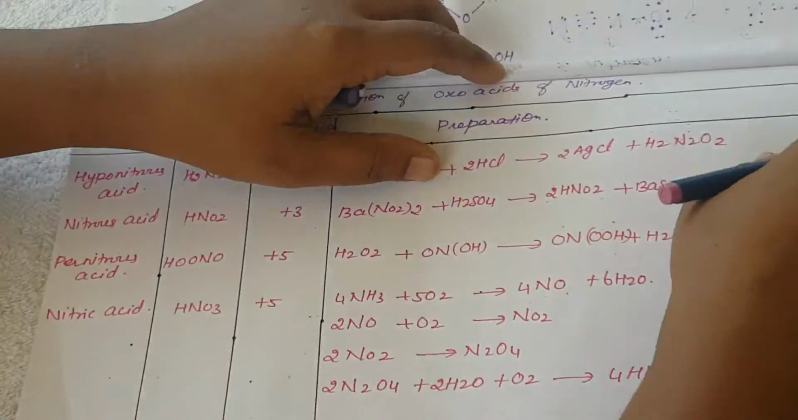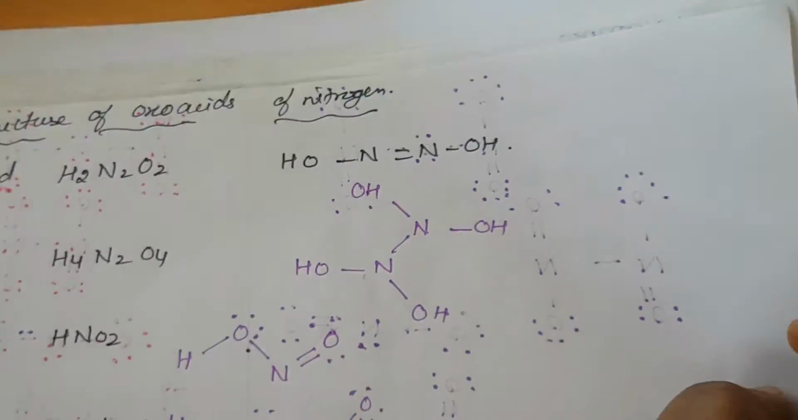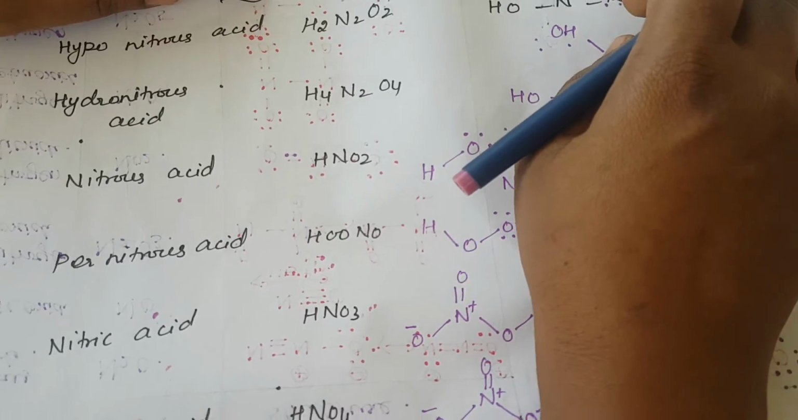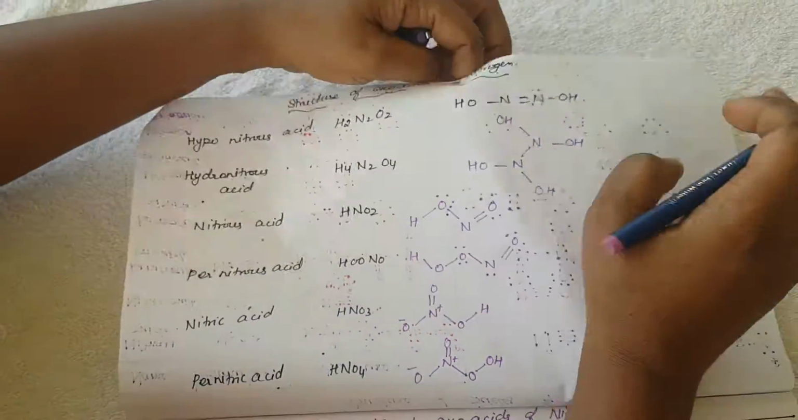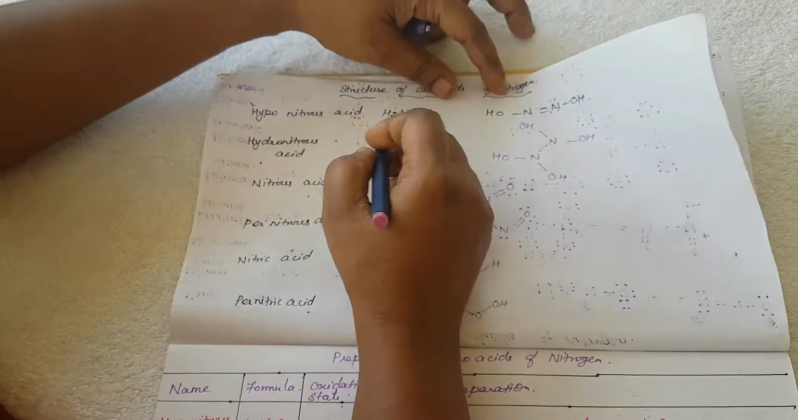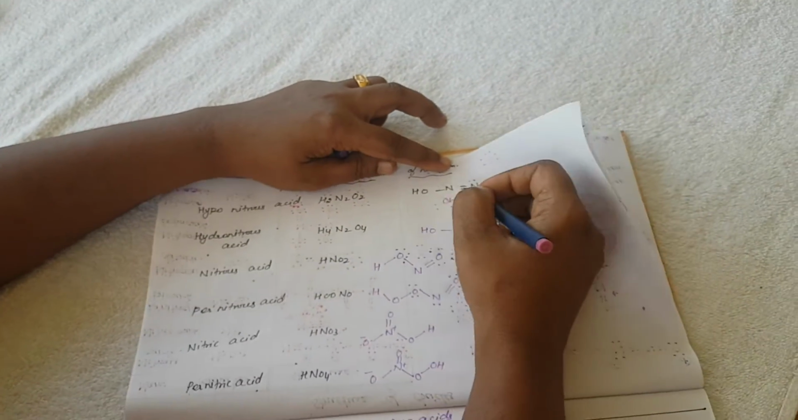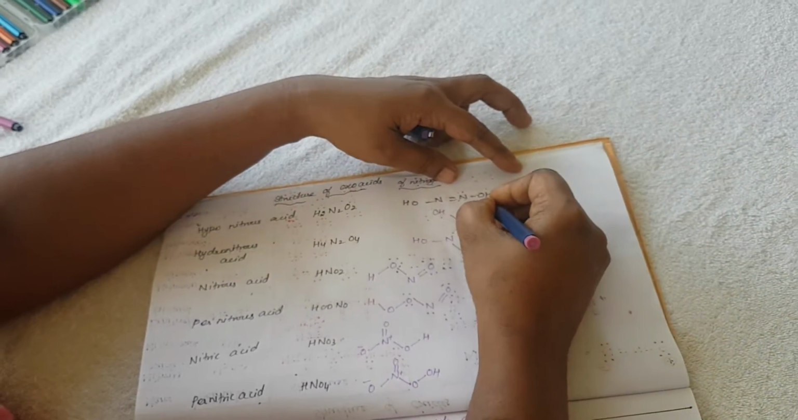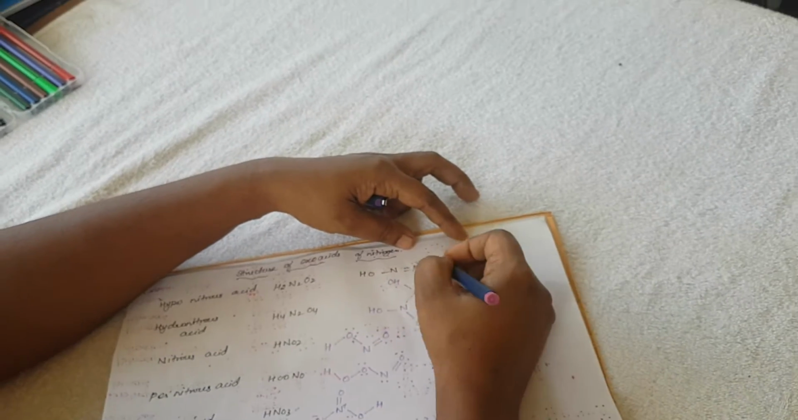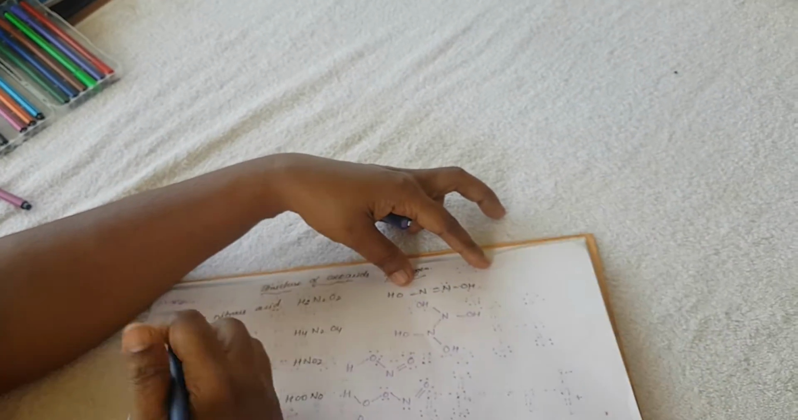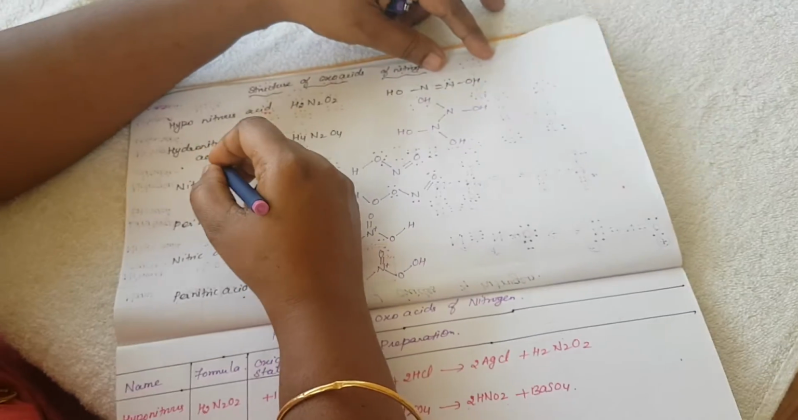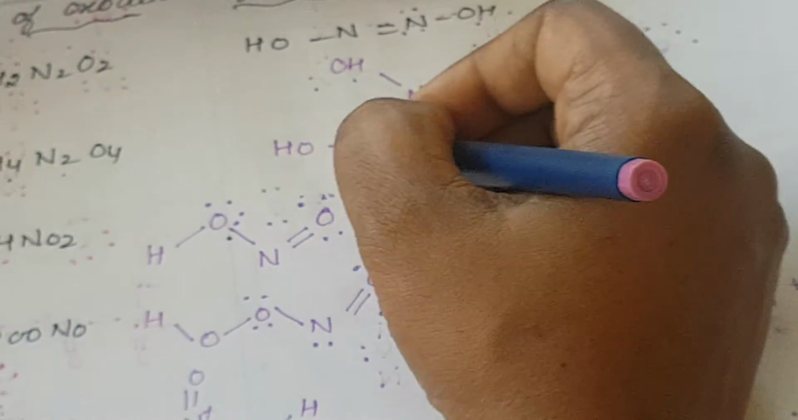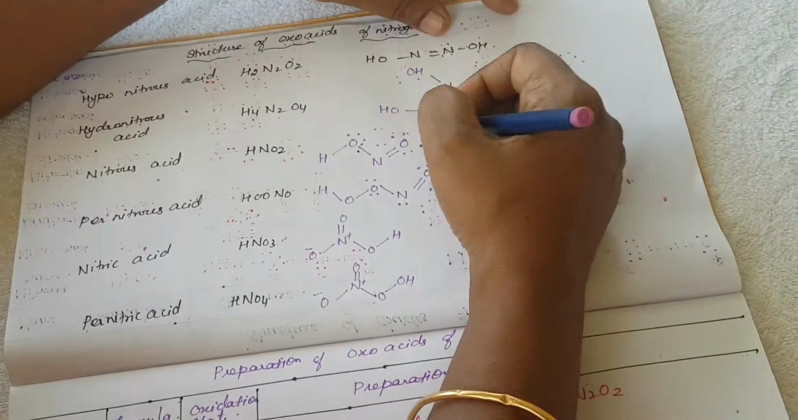Next one is the structure of oxo acids. The same thing, hyponitrous acid. So hyponitrous acid, what is the structure here? Hyponitrous acid, H2N2O2. So here also H2. How to draw the structure? OH, OH, N2, so the N double bond goes. So this is the other one. Next one is the solid structure. Hydronitrous acid, H4N2O4. H4 means 4 OH, then NH. So NH is linked with the 4 OH molecules.